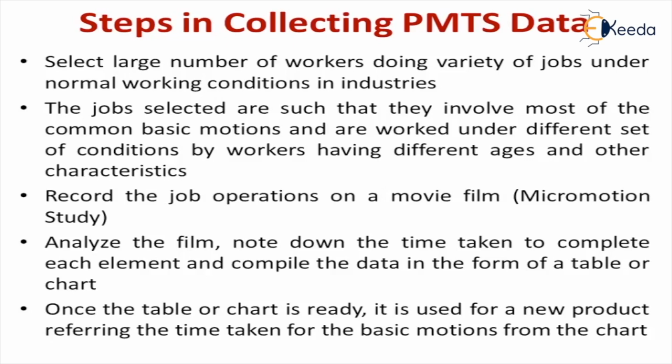Analyze the film and note down the time taken for completing each elemental motion and compare them. Say, for screwing 5 threads in a nut and bolt, 8 seconds is enough. So this is the record. Wherever the job of screwing those threads occurs, it should take only that particular time. Once the chart is ready, for new products and for a new employee who is going to work, that time already recorded is taken as the reference. So it is the predetermined motion time.